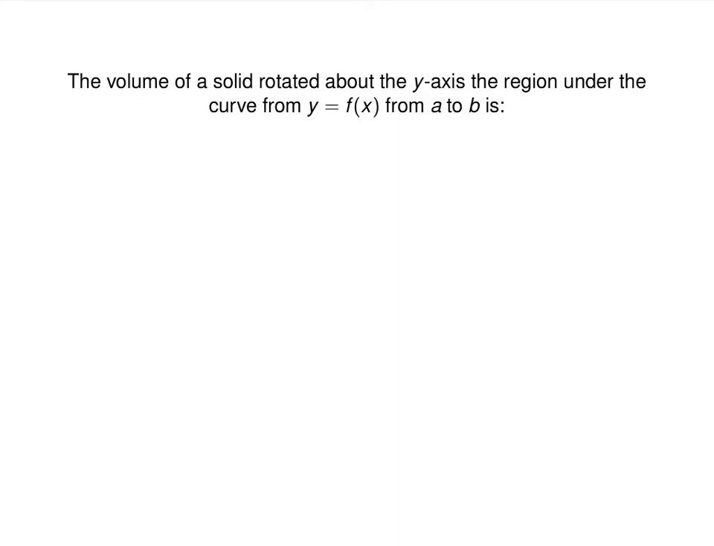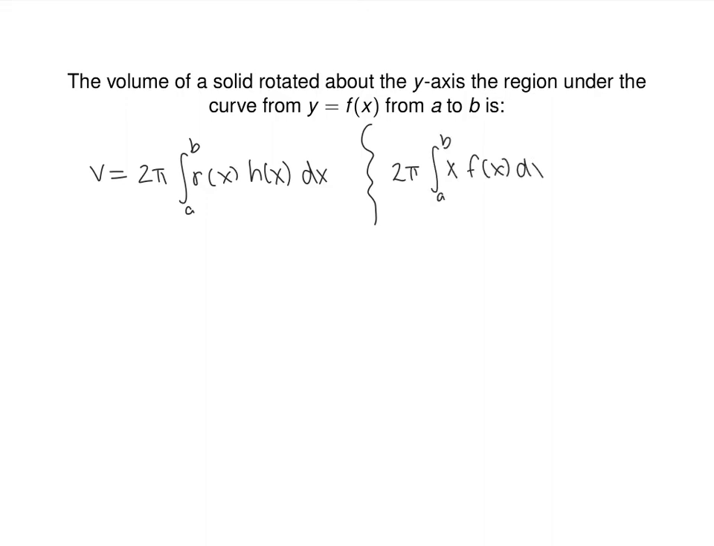So in general, the volume will equal 2 pi integral from a to b, let's say r of x for your radius, h of x for your height of a slice, dx, which in the simplest cases is 2 pi integral from a to b of x f of x dx. And even though this method is less obvious than the previous one, it turns out that the integrals that result are often simpler.